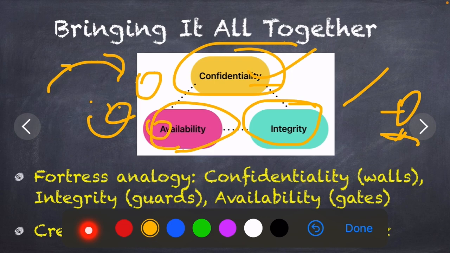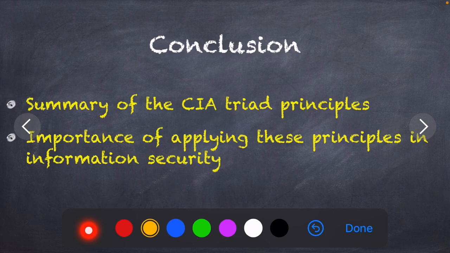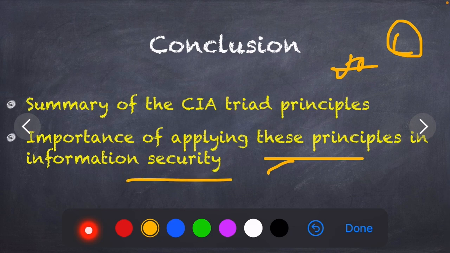In conclusion, we can say by focusing on the CIA Triad, organizations can build robust security frameworks that protect sensitive data, ensure operations run smoothly, and maintain customer trust. Whether you are running a small business or working in a large corporation, understanding and applying these principles will help you safeguard your most important assets. Applying these principles in information security is very important.